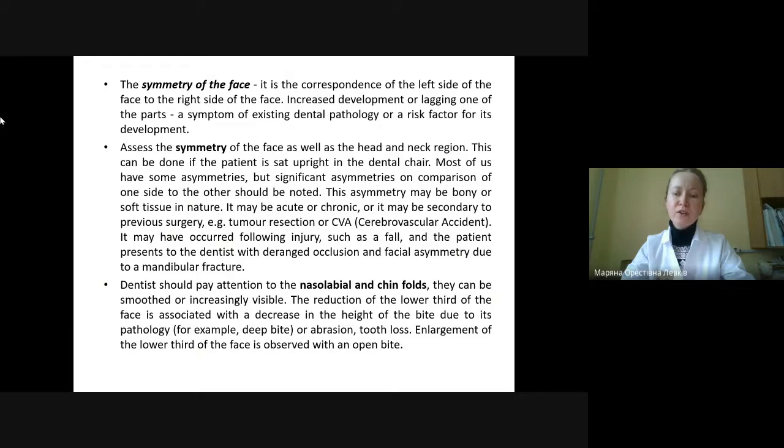Dentists should pay attention to the nasolabial and chin folds. They can be smoothed or increasingly visible. The reduction of the lower third of the face is associated with a decrease in the height of the bite due to its pathology, for example, deep bite, abrasion, or tooth loss. Enlargement of the lower third of the face is observed with an open bite.